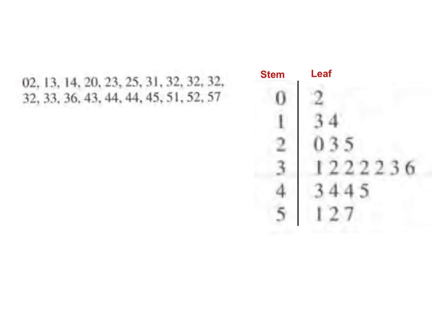Any questions about any of these ways to display data?